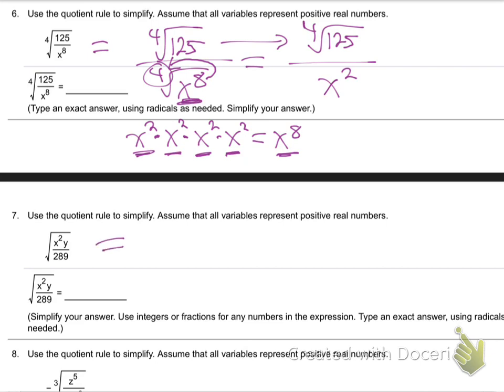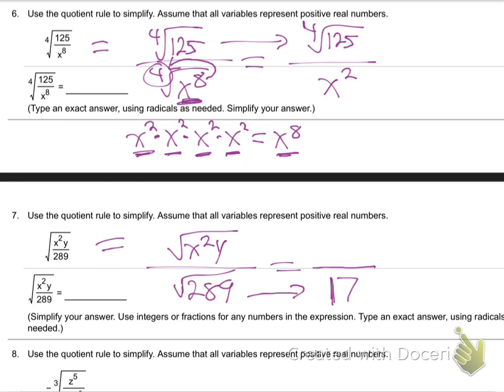So here we have a square root. We're going to take it to the top and the bottom. Now, on the bottom, what number times itself is 289? You can try guessing on your calculator, or just hit the button on your calculator. It'd be 17, right? Isn't the square root of 289 17? Double checking here. Yeah. Okay, and now on the top, what do you do with square root of x squared y on the top?